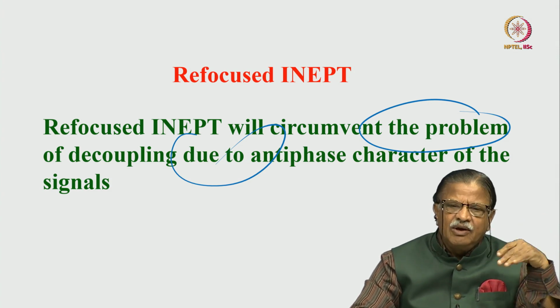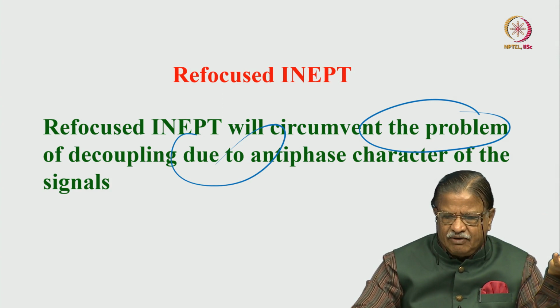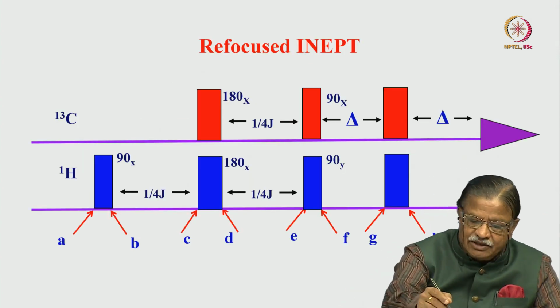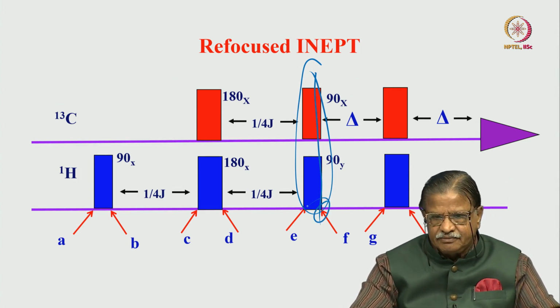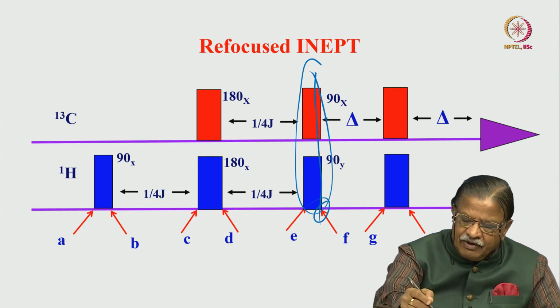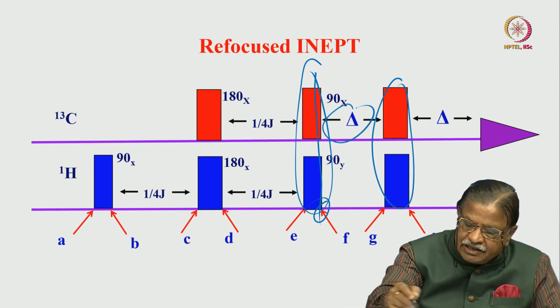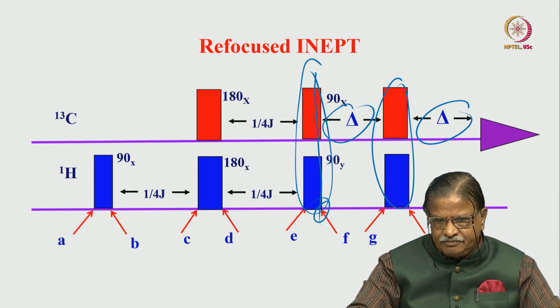All we have to do is give a delay after the last pulse, equal to 1 over 2J. But then you are going to see what is going to happen here. Up to this is known. Up to F is regular INEPT. For the refocused INEPT, we are going to give a spin echo sequence. There are 2 delays in between with 180 pulses on both proton and carbon.